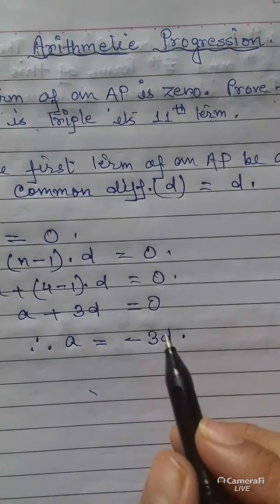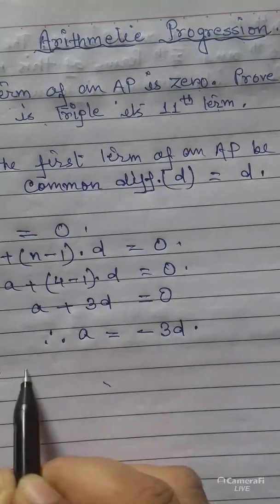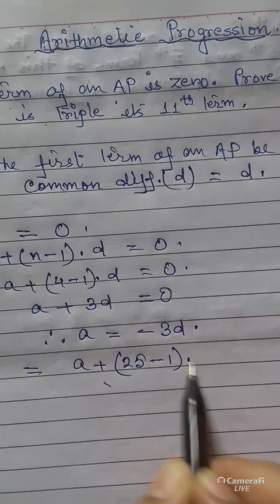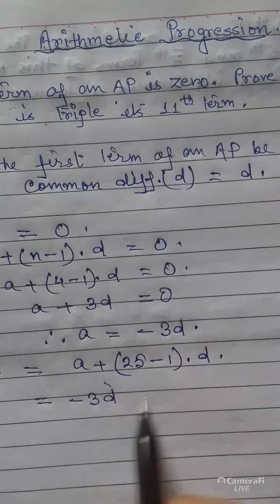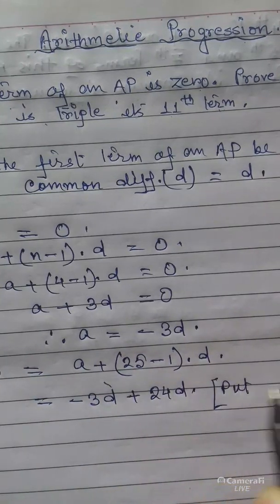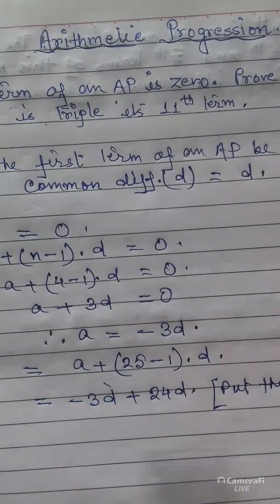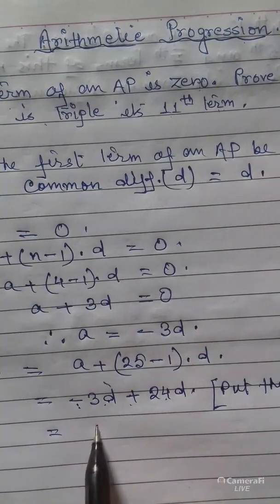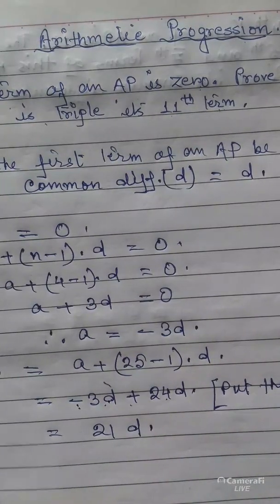Now we have to find the 25th term. T25 equals A plus (25 minus 1) into D. A means minus 3D, plus 24D. Put the value of A, A equals minus 3D. Now minus 3D plus 24D means 21D.